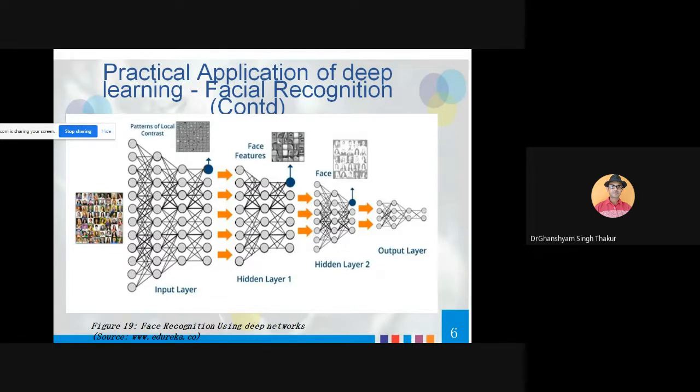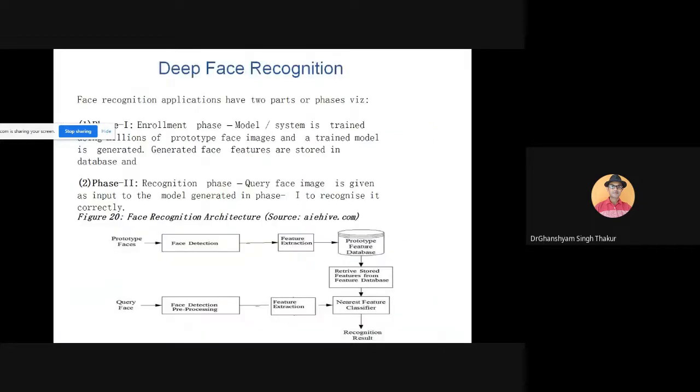We have already said that deep learning uses an artificial neural network which includes different layers: an input layer, an output layer, and many hidden layers. In the deep learning application for facial recognition, you have different facial images, and you take these facial images as input and preprocess the data. Then the deep neural network processes these different features and provides the desired result.